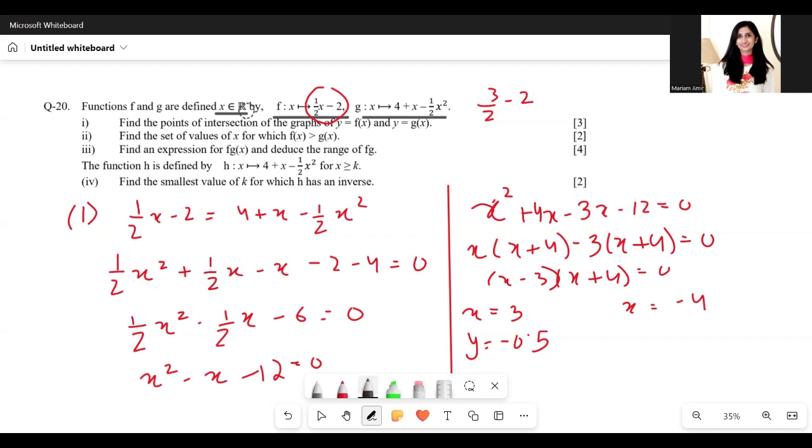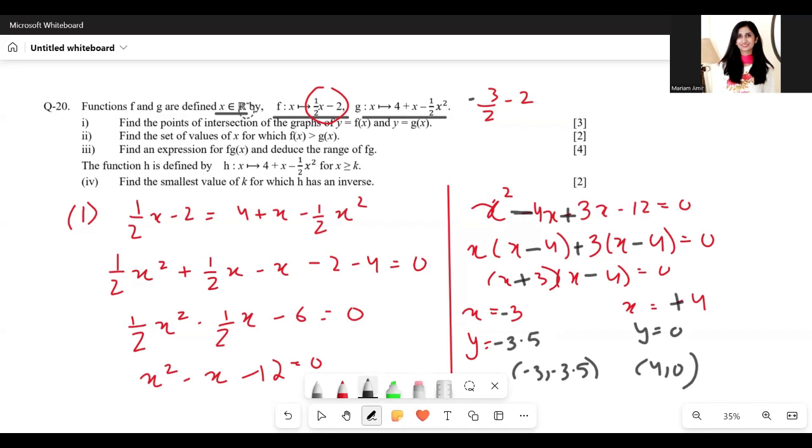Yeah, big fat blunder here. This was minus, this was plus. Okay, so then this will be minus, this will be plus. So we have minus here and plus here. Now this will be minus 1.5 minus 2, so minus 3.5. And the other one is 4. 4 divided by 2 is 2. 2 minus 2 is 0. So y is 0. So the points of intersection are negative 3 comma minus 3.5 and 4 comma 0.